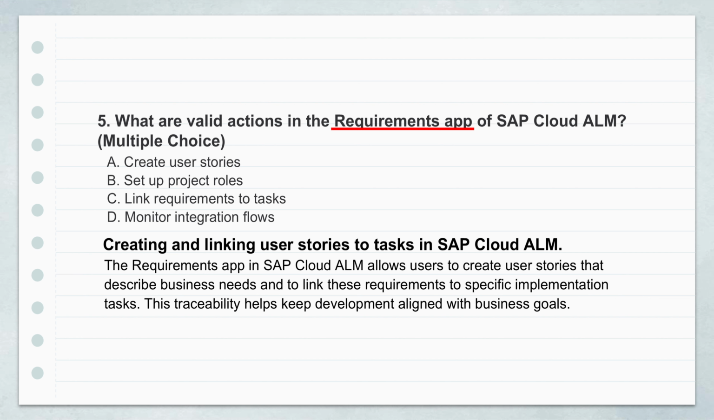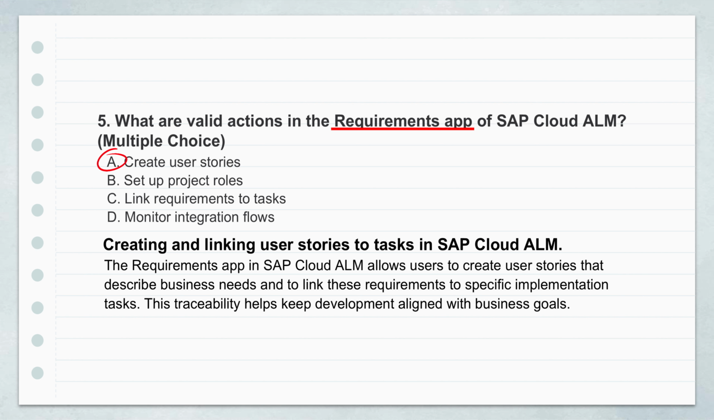Okay, let's look at another core app then. The Requirements app. Again, the questions point to specific actions. What can you do here, according to the source? Two main actions are highlighted for the Requirements app. First, you can create user stories. Create user stories. So that's capturing the business need from the user's perspective.